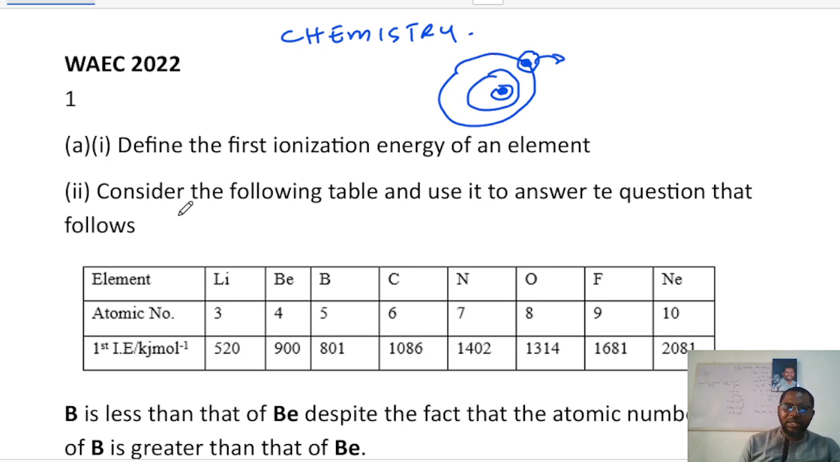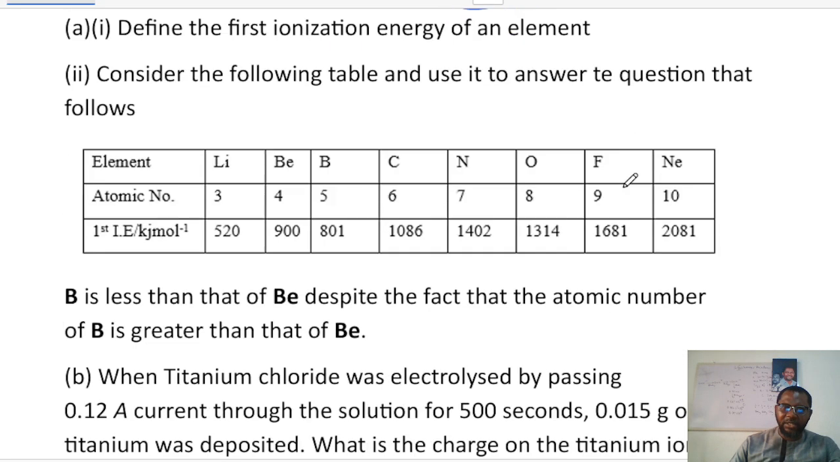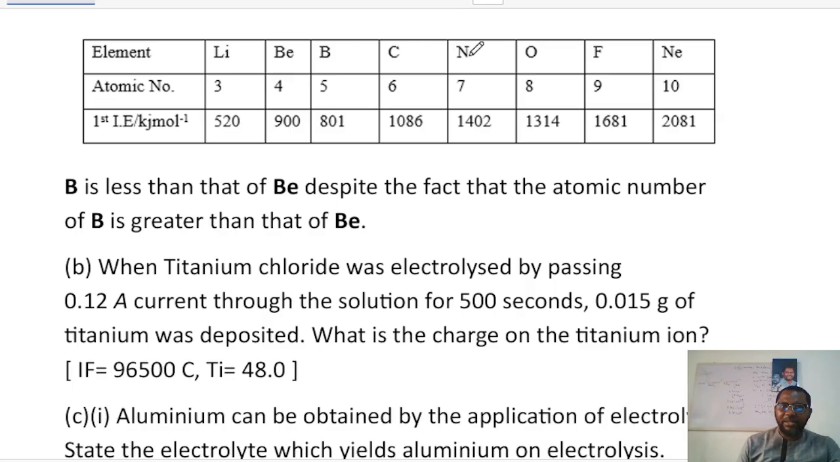Now the second question says consider the following table and use it to answer the question that follows. So we have a table, we have elements, we have atomic numbers, and we have first ionization energies. Now it says that B is less than Be despite the fact that the atomic number of B is greater than that of Be. Now this is quite easy because ionization energy is meant to increase across the period. You can look out for my video on periodic table. I explained this.